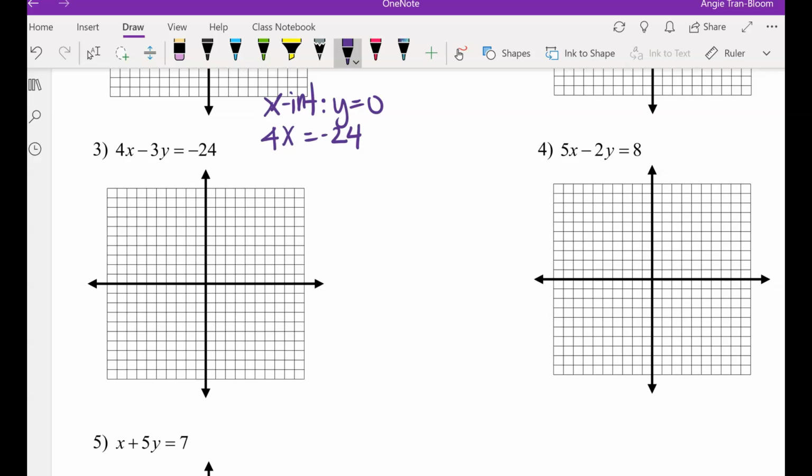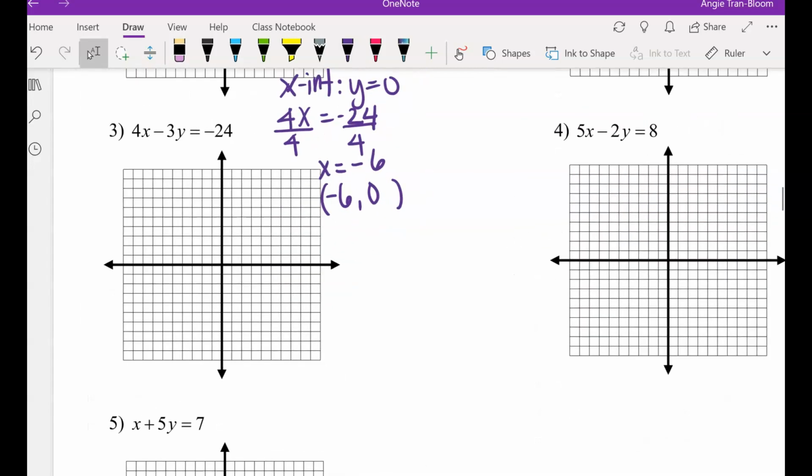Divide both sides by 4. That means x equals -6. X and y-intercept, they are 2 different points. So we are going to rewrite this as a point. A point has an x-coordinate and a y-coordinate. So that's your x-intercept.